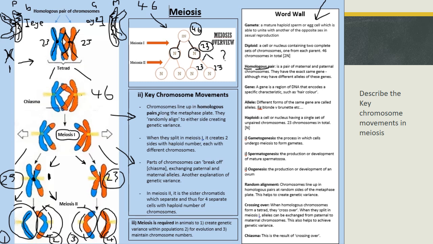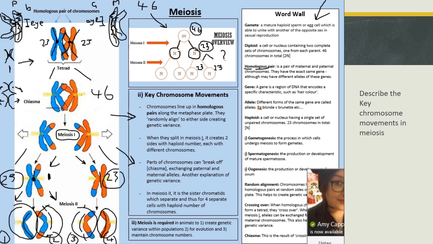Chromosomes line up in homologous pairs along the metaphase plate. They randomly align to either side, creating genetic variants. So it's important that we look back at mitosis, and let's say if we had a homologous pair, which is what we've got at the top here, rather than lining up side by side, this is in mitosis, you'd get them lined up on top of each other, so that when they split, they would get an exact copy of each side. You'd get the chromosome from dad going this way, the chromosome from mum going this way. You get the chromosome from dad going this way, you get the chromosome from mum going this way. And in that way, you make an exact copy.